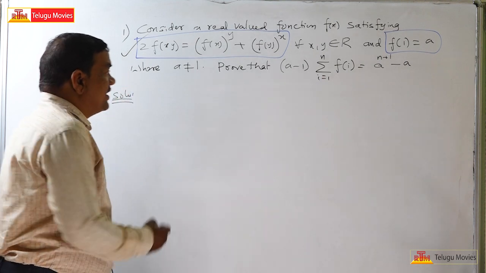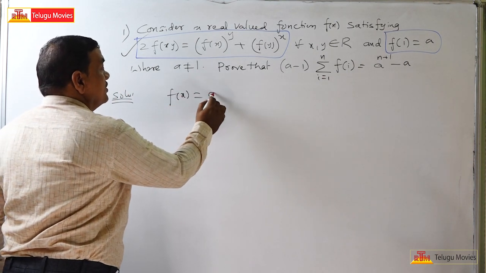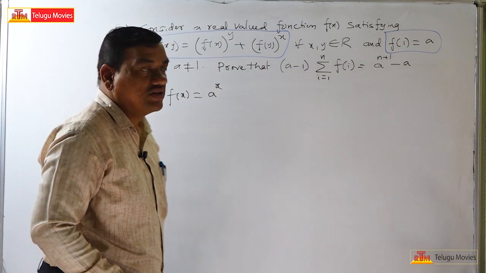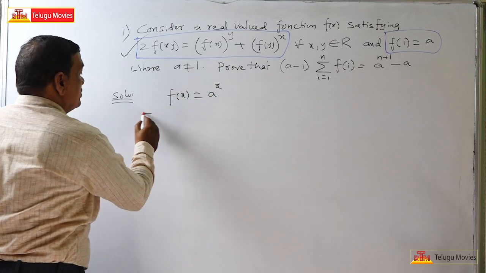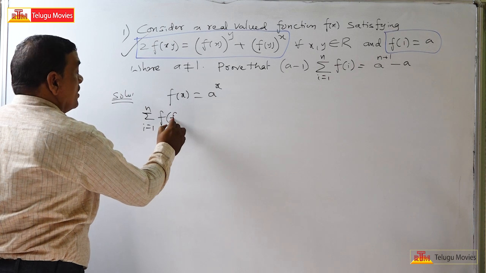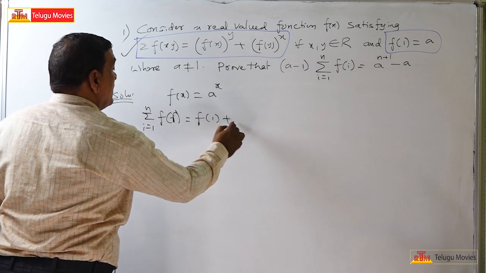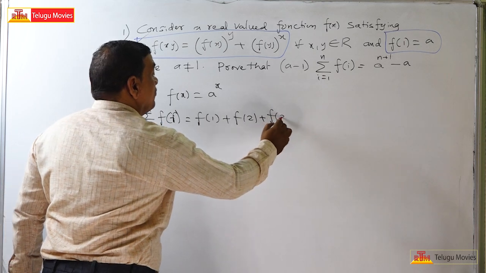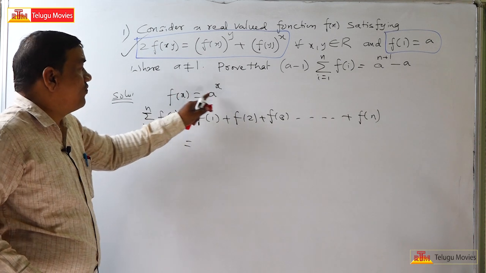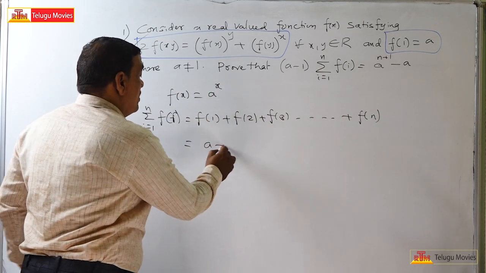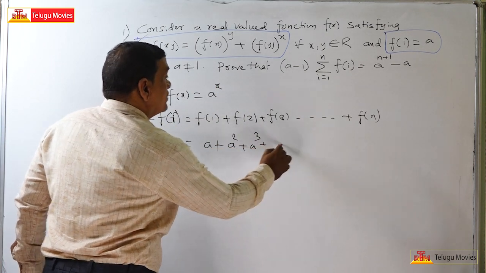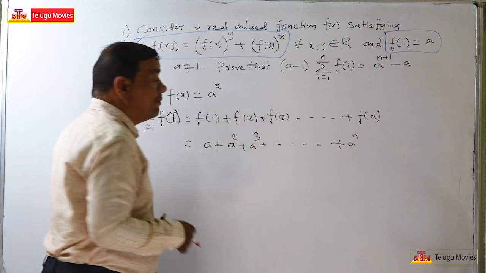Welcome back to the remaining calculation. So we got f of x is equal to a power x, using this information and this information. Now sigma i runs from 1 to n of f of i means f of 1 plus f of 2 plus f of 3, and so on up to f of n. So this is a power 1, that is a, plus f of 2, a square, plus a cube, and so on, plus a power n.